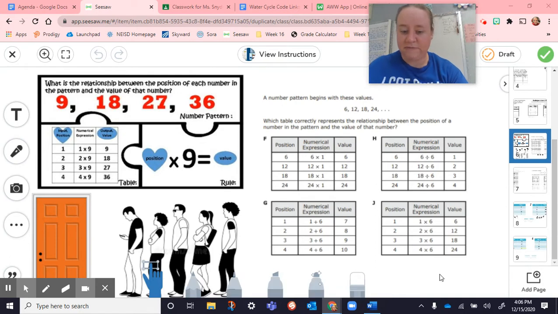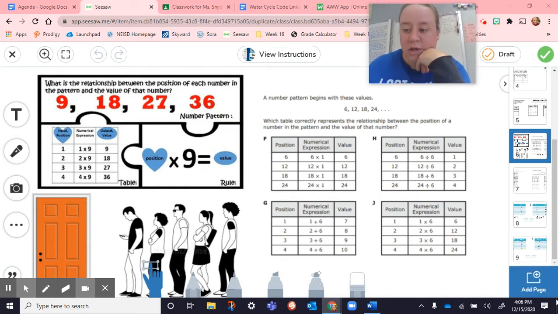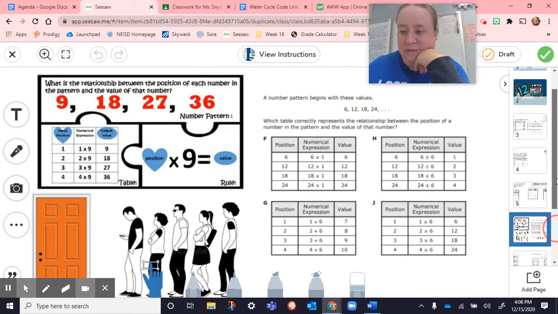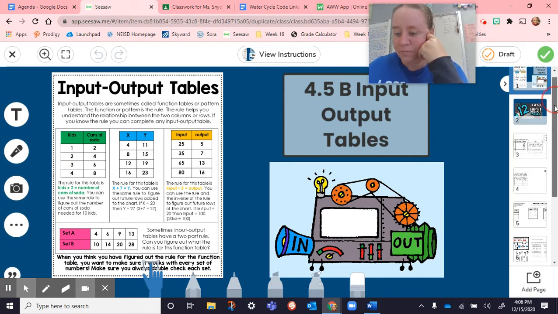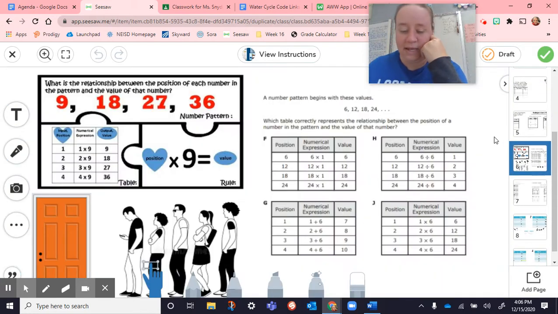So we looked at some different types of questions along with our input-output section that we've been talking about. The whole idea with input-output, and let me go back up here to my little machine, is that we're putting a number in, some kind of rule is happening, and then out pops another number. So this is a way to look at some of the patterns that we see. And there was some new vocab that we talked about today. So let's go over this.